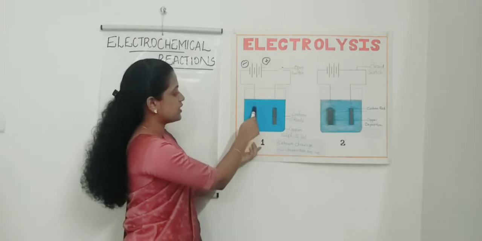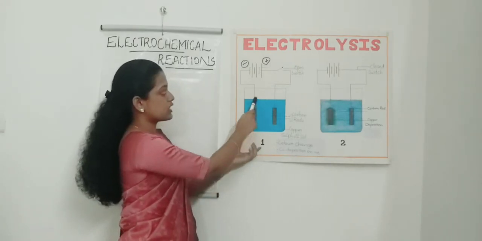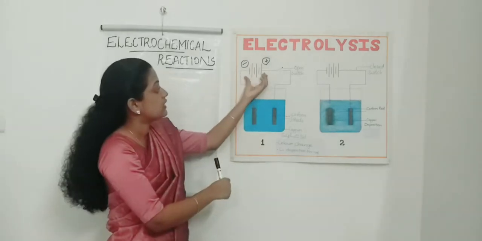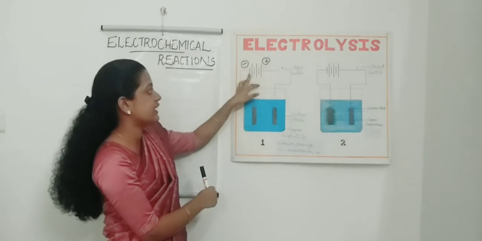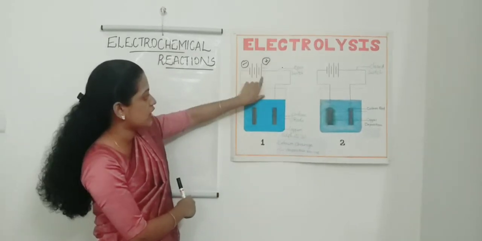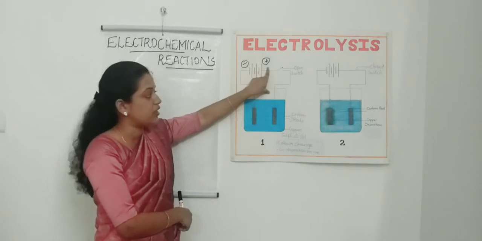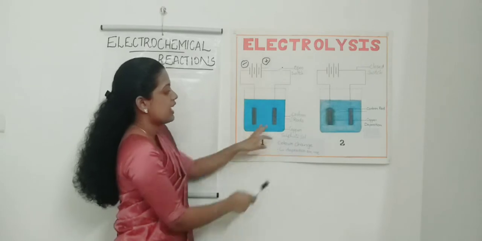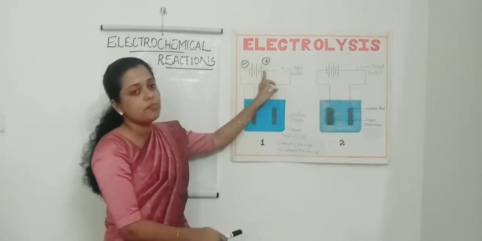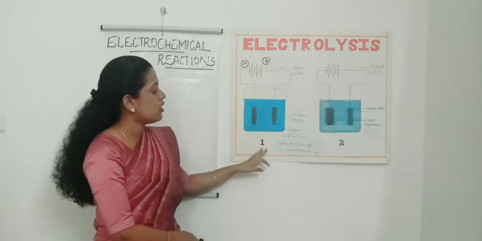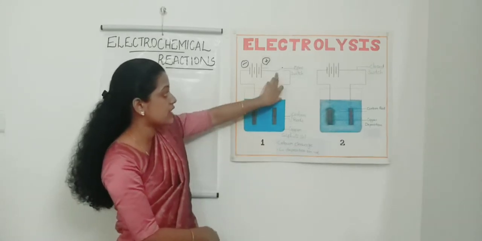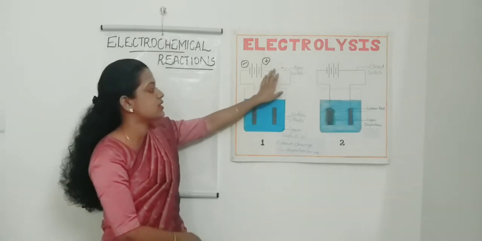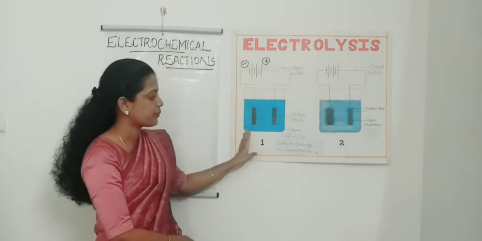So as you can observe, the first carbon rod is connected to the negative terminal. That means this symbol indicates the battery and the small line indicates the negative terminal and the long line indicates the positive terminal. So the first rod is connected to the negative terminal and the second rod is connected to the positive terminal. There is also a switch over here which is now open, which means there is no current passing through this circuit.